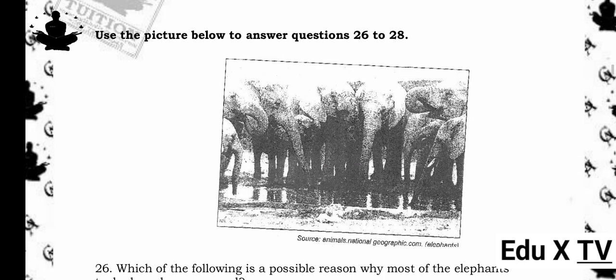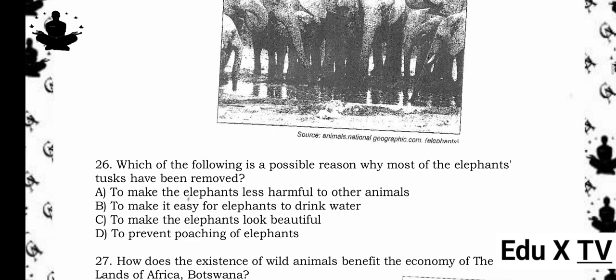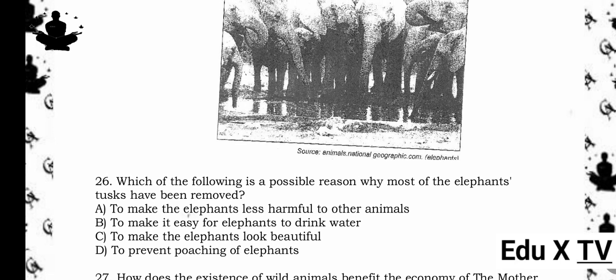Use the picture below to answer questions 26 to 28. 26. Which of the following is a possible reason why most of the elephants' tusks have been removed? A. To make the elephants less harmful to other animals. B. To make it easy for elephants to drink water. C. To make the elephants look beautiful. D. To prevent poaching of elephants.